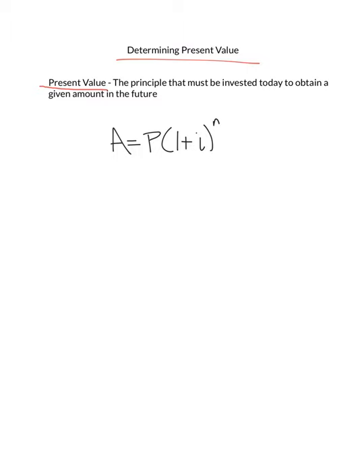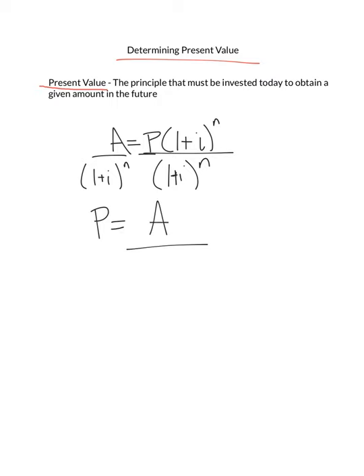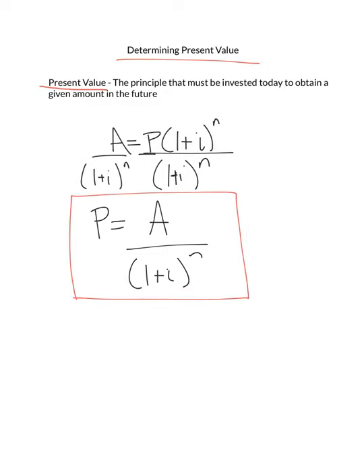Our final amount is equal to the principal times 1 plus i, all to the power n. I'm just going to take this formula and rearrange it for my P. I need to divide both sides by 1 plus i to the power of n. And so I'm going to be left with P is equal to A divided by 1 plus i to the power of n as the new formula that I'm going to be using today.